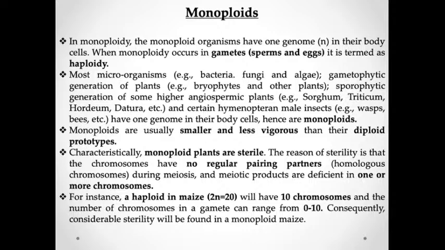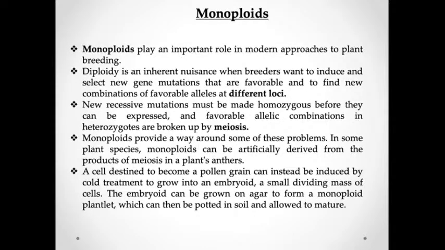Whereas in monoploidy, the monoploid organisms have one genome in their body. When monoploids occur in gametes, it is termed haploidy. Examples are Datura, Hordeum, Sorghum, Triticum. Monoploids are usually smaller and less vigorous than their diploid prototypes. Characteristically, monoploid plants are sterile. A reason for sterility is that the chromosomes have no regular pairing partners. For instance, a haploid in maize will have 10 chromosomes, and the number of chromosomes in a gamete can range from 0 to 10. Consequently, considerable sterility will be found in monoploid maize.